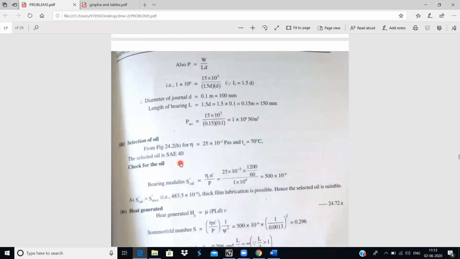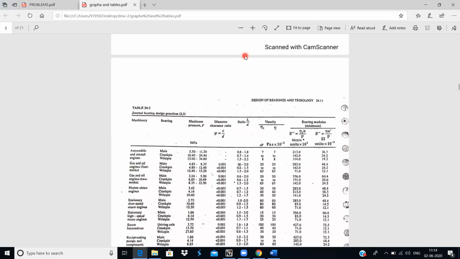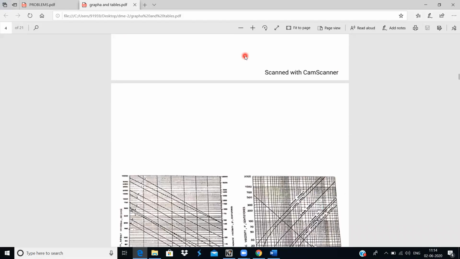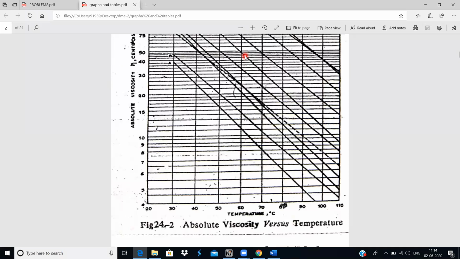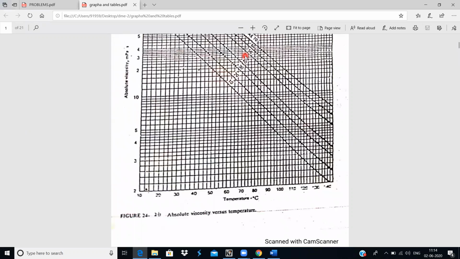First, we are going to refer to figure number 24.2b. In figure number 24.2b, by using eta and by using T naught, we are going to get the type of the oil. See, if you see figure number 24.2b, this is the figure 24.2b.